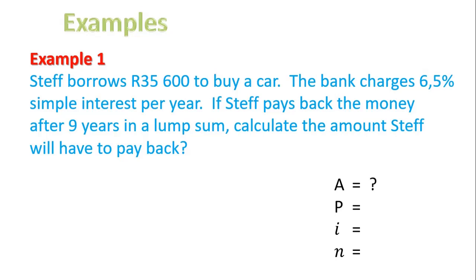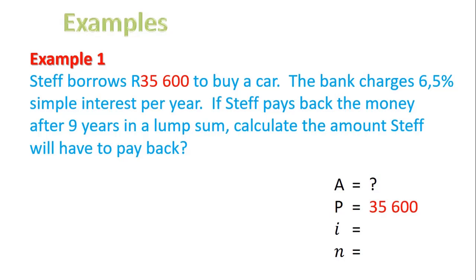The second thing is our letter P, and that is our starting amount. And so if we look at the example, it says Steph borrows $35,600 to buy the car. That is our starting amount. And so next to P, we write $35,600.